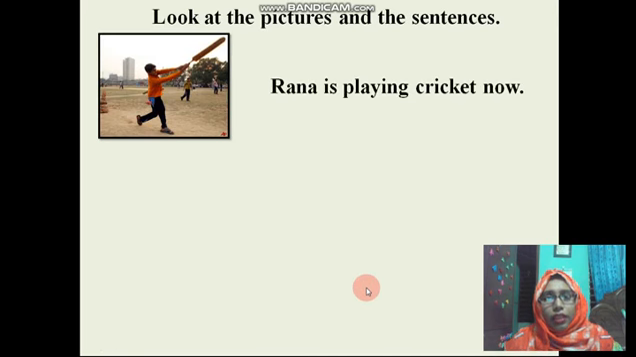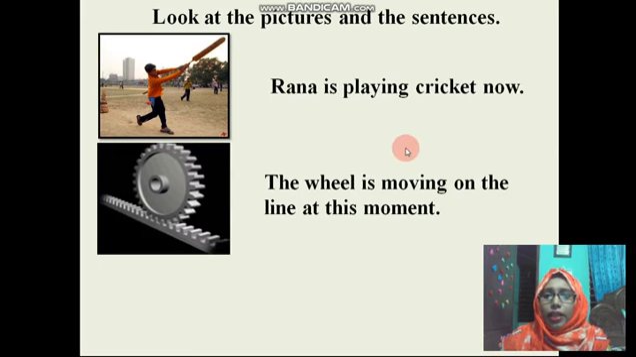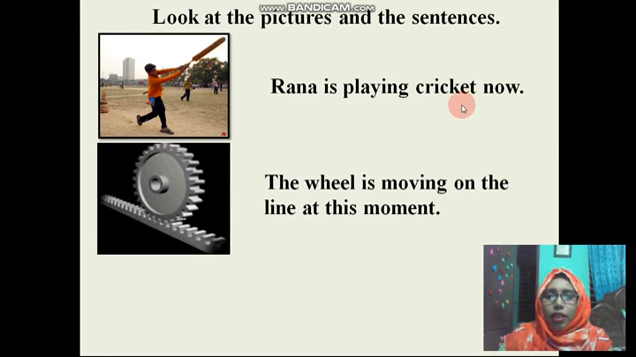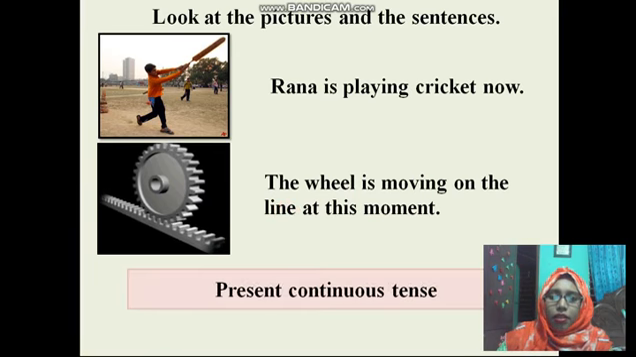Look at the picture and the sentences. Rana is playing cricket now and the wheel is moving on the line at this moment. Which tense is expressed by the sentence? Can you guess? Present continuous tense. These are present continuous tense.